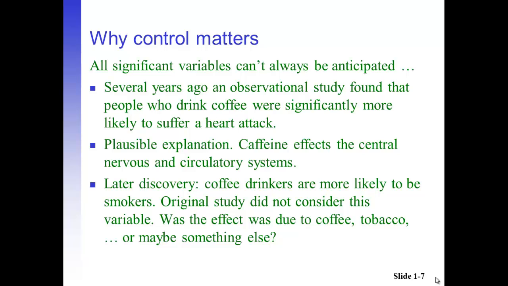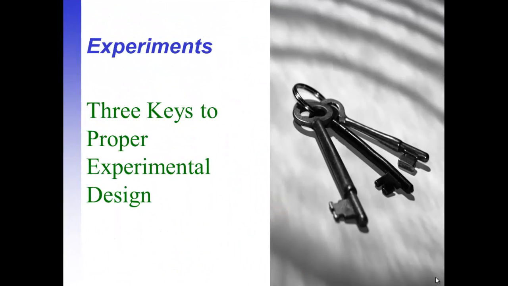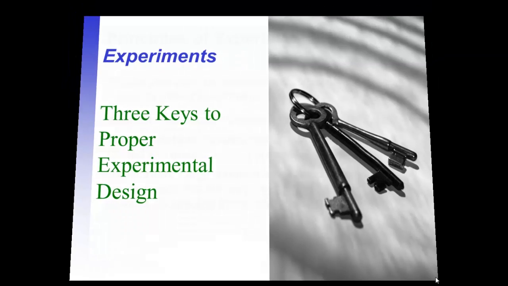Now, the original study did not anticipate this effect, and so it was not considered as a variable in that study. So was the effect that was noticed, that coffee drinkers are somewhat more likely to have heart attacks, due to the coffee, to tobacco use, or maybe something else? Well, no one can say for sure, because not every conceivable variable was recorded, and this was an observational study rather than an experiment.